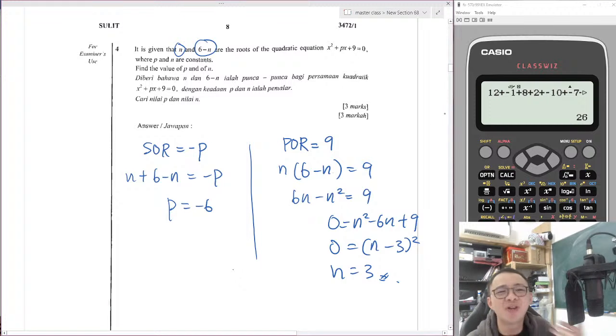Alright, so number 4 is very easy. For those questions that are harder, maybe I will spend more time. But for this kind of bonus mark question, I will just do it as fast as possible.